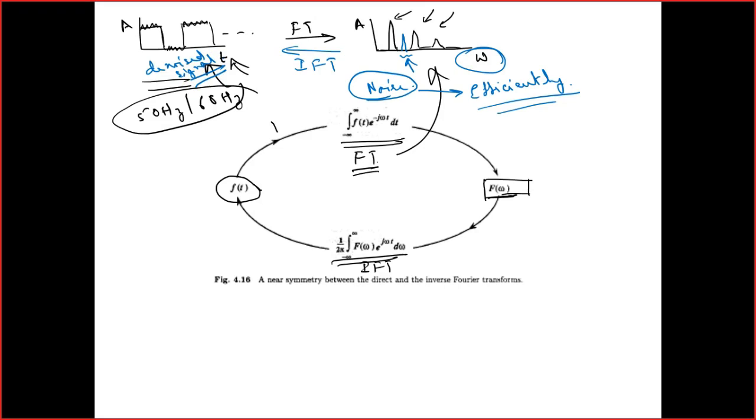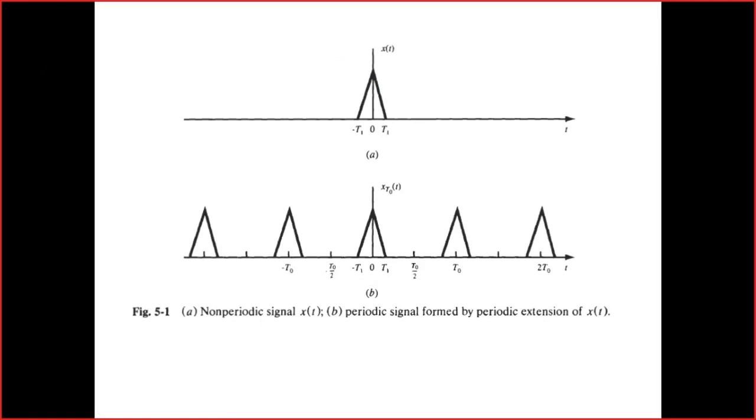I have shown you an example using a periodic signal. It is also true for aperiodic signals. Again, the first one is a non-periodic signal x(t), and the second one is the periodic signal formed by periodic extension of x(t).